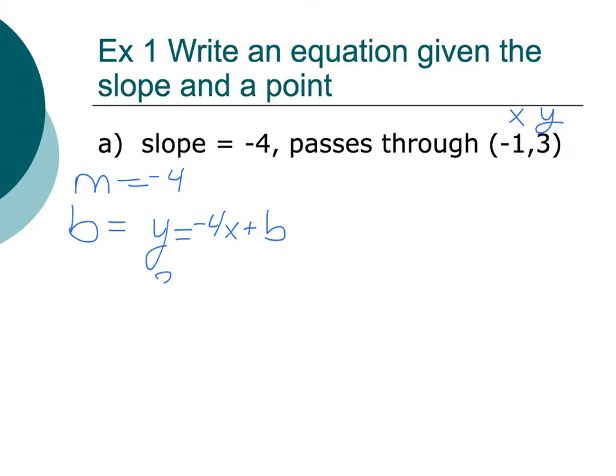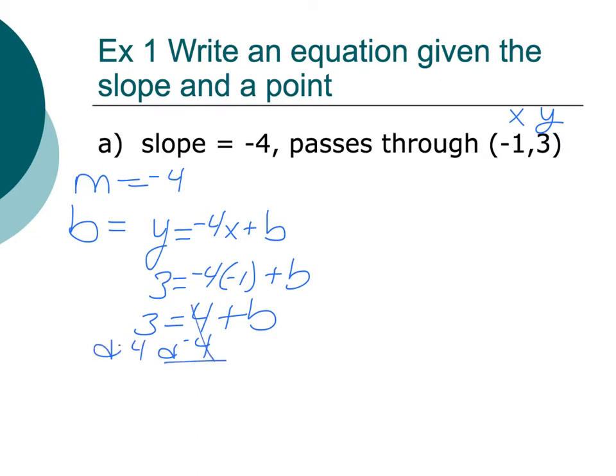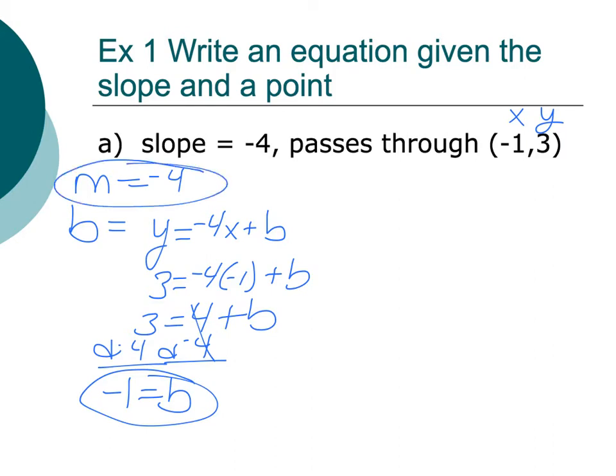So instead of y, put 3. Keep the negative 4. Instead of x, put negative 1, and then plus b. Multiply, negative 4 times negative 1 is positive 4. I want to know what b is, so I want to get it by itself. So I'm going to add negative 4 to each side. 3 plus negative 4 is negative 1. And I've been able to figure out what b is. So now I have m, now I have b. Now I can write my final equation. So negative 4x plus negative 1.